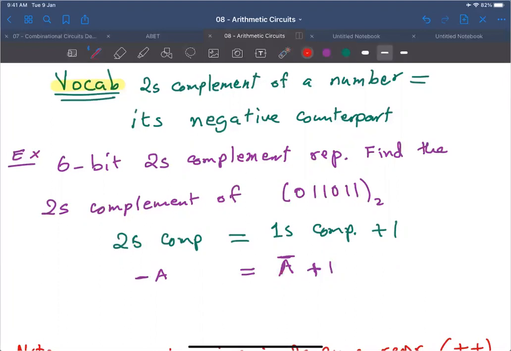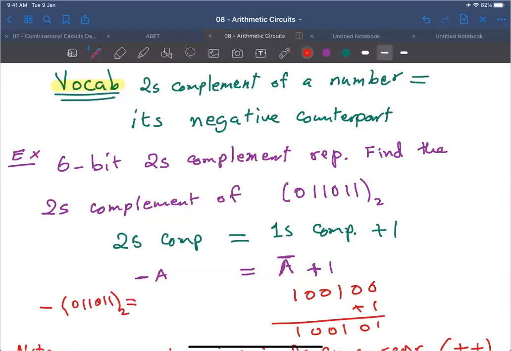So what is that going to be? It's going to be 1 0 0 1 0 0 plus 1, which gives 1 0 0 1 0 1. So this is my negative A. So negative 0 1 1 0 1 1 is equal to 1 0 0 1 0 1 in binary. This is in 2's complement representation. Any question?